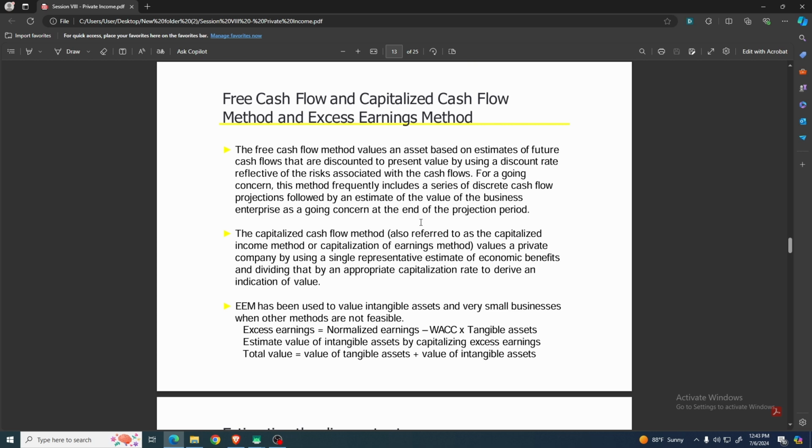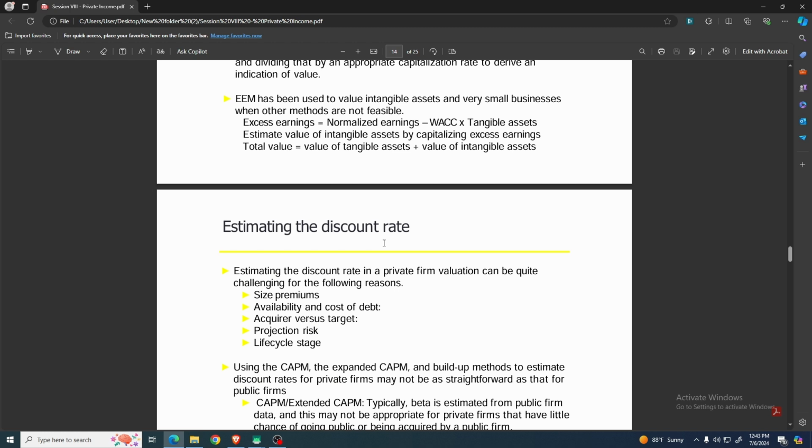So what are the challenges in estimating the discount rate? First one would be the application of size premiums. Just to give you a quick recap of the overall discount rate estimation issue, estimating an appropriate discount rate is going to be quite challenging, because it should reflect the risk profile of the company and the expected return of the investors in an accurate manner.